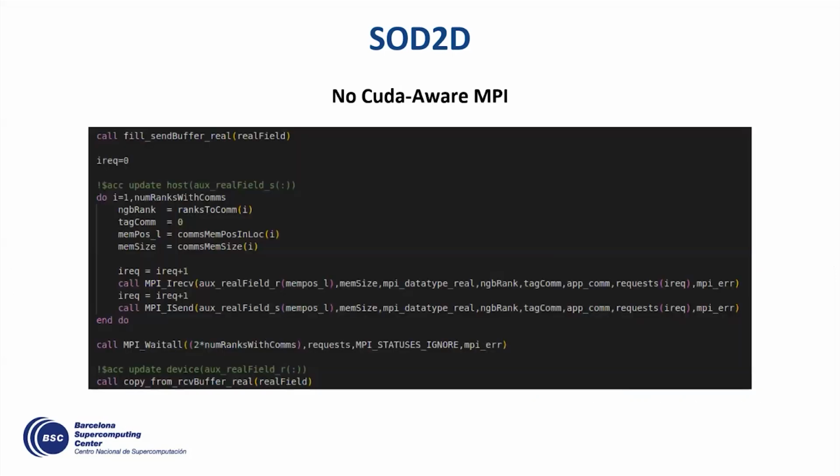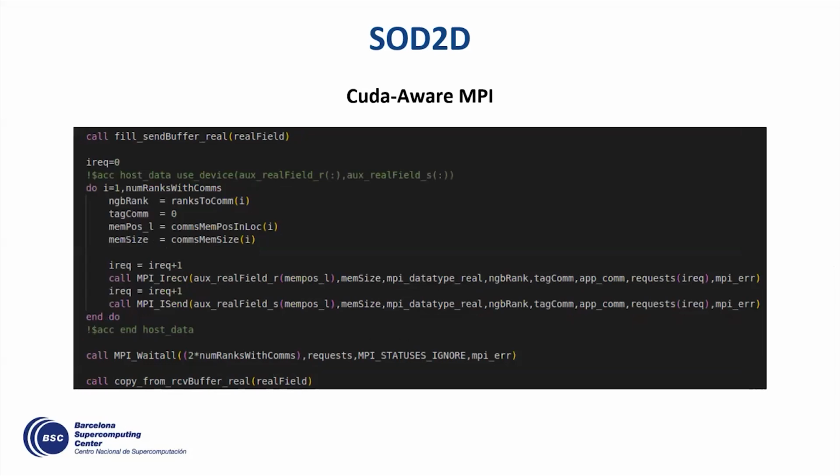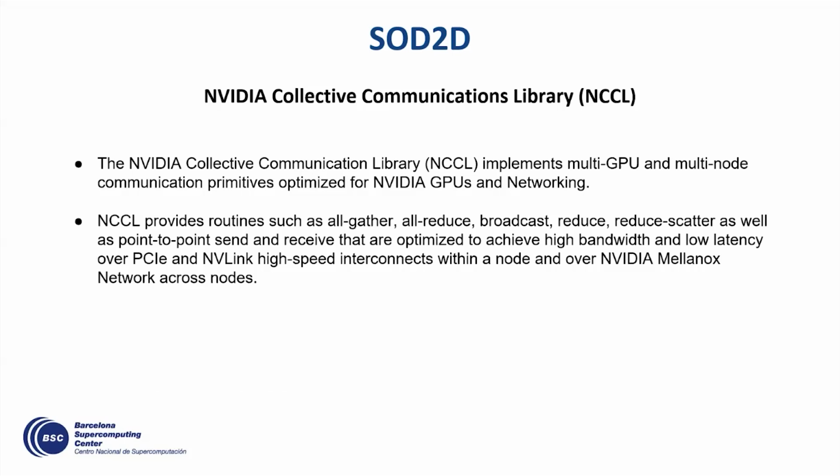For example, this is a code with no CUDA-aware MPI, so I need to update the host information, then I do the MPI send receive, and basically then I copy back the information on the device. On the other hand, if I have MPI CUDA-aware communications, then I just do the MPI send receive with the data on the GPU.